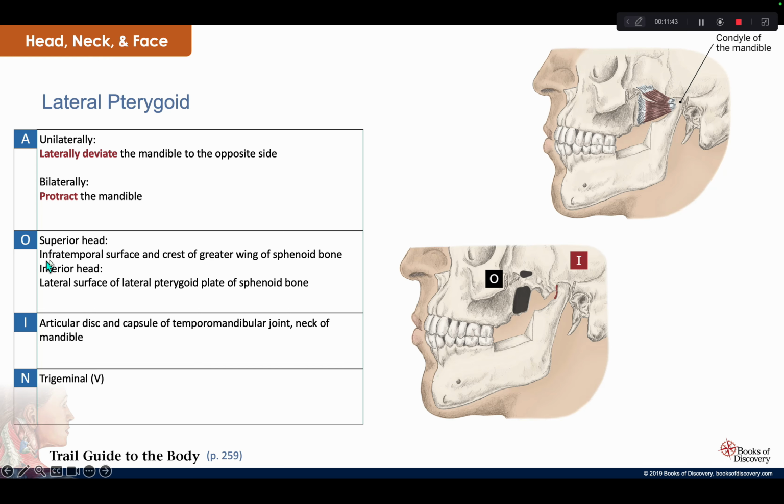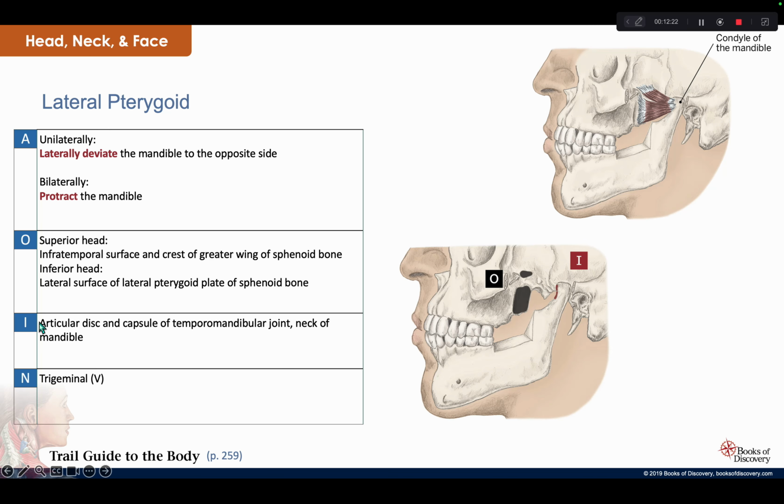it's going to originate on the infratemporal surface and crest of greater wing of sphenoid bone. So that's going to be deep in your skull on your sinus bone, we'll call it. Your inferior head, so that lower head here, and then I'll look at the top right picture, that inferior head is going to originate on the lateral surface of the lateral pterygoid plate of the sphenoid process. So both the lateral and the medial pterygoid connect on the lateral pterygoid plate.